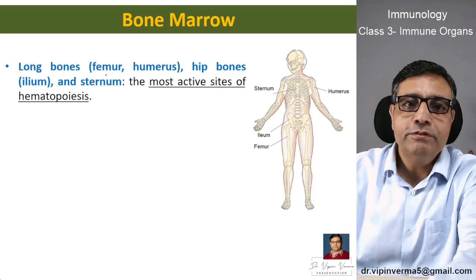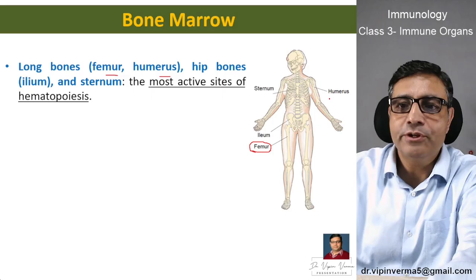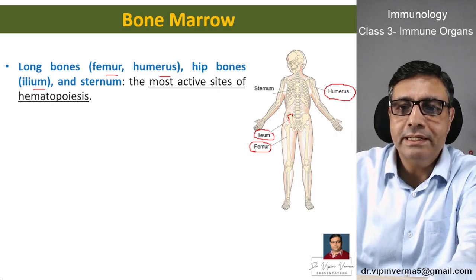Our long bones, for example the femur, you can find the femur here, which is the thigh bone. The humerus, which is our arm bone, here it is. And then we have the hip bones, the ilium. You can see the ilium here. This broad part is the ilium on both sides.